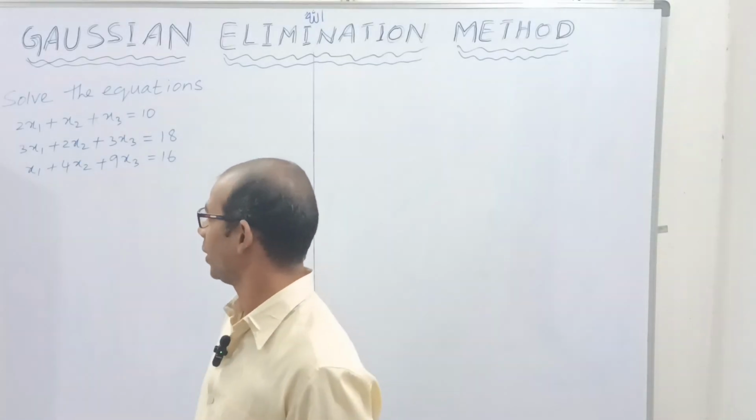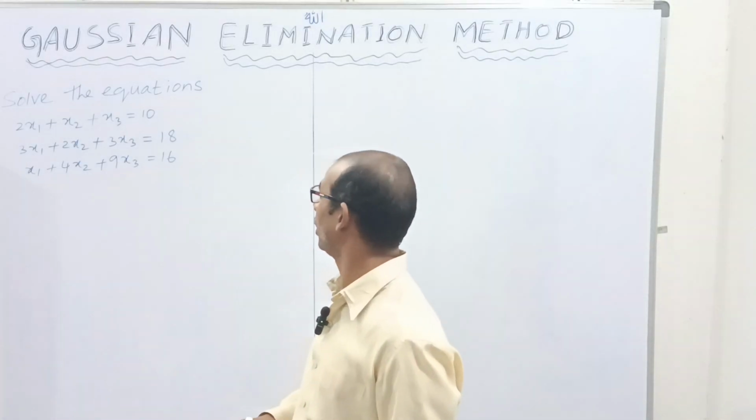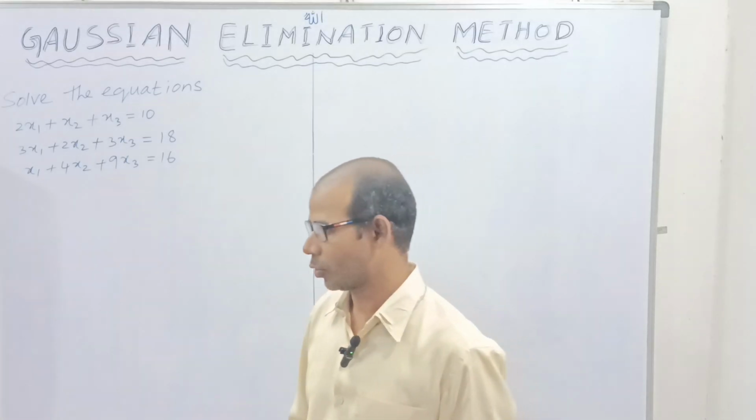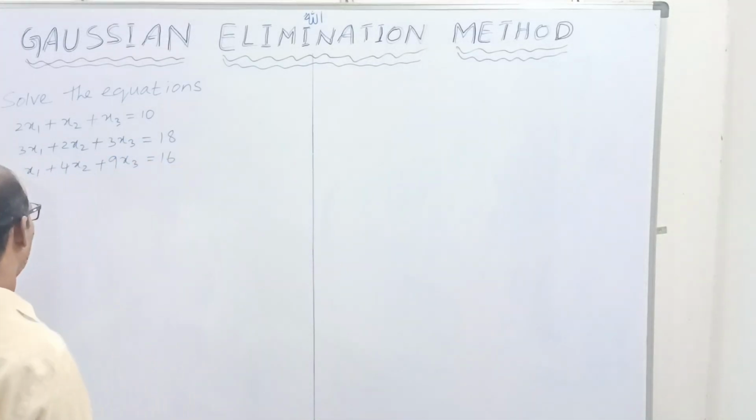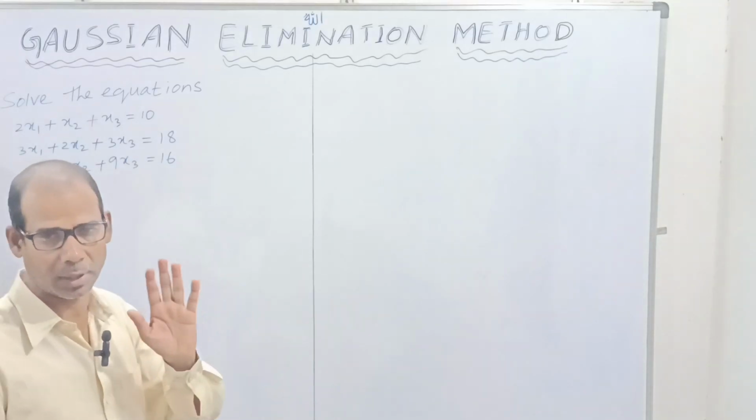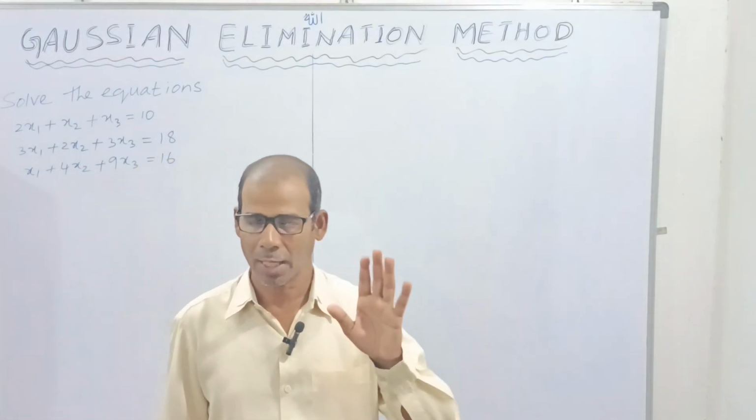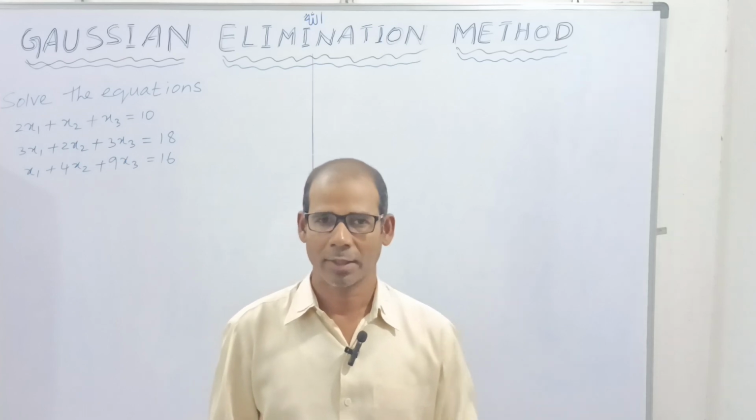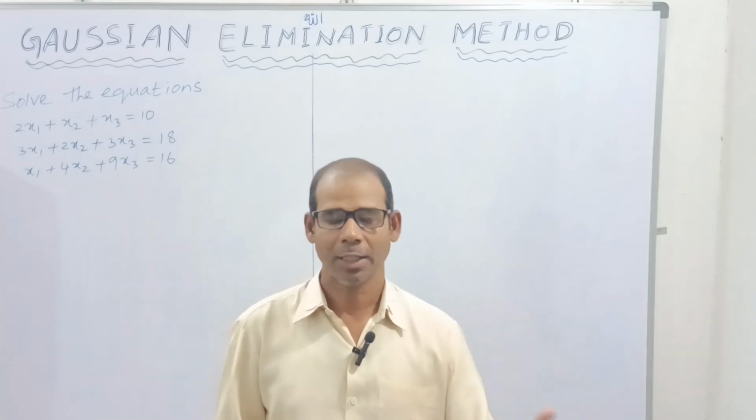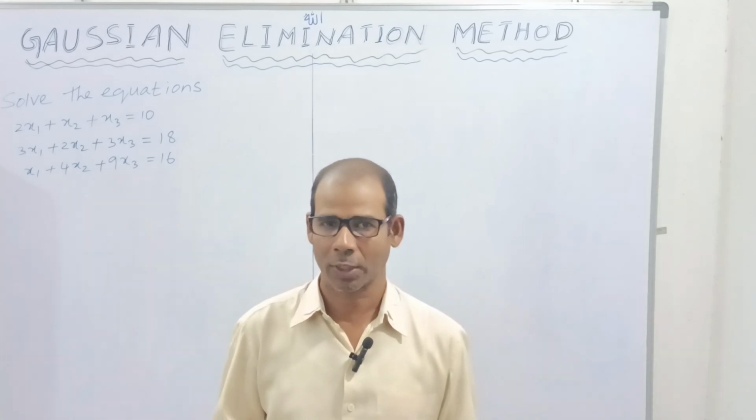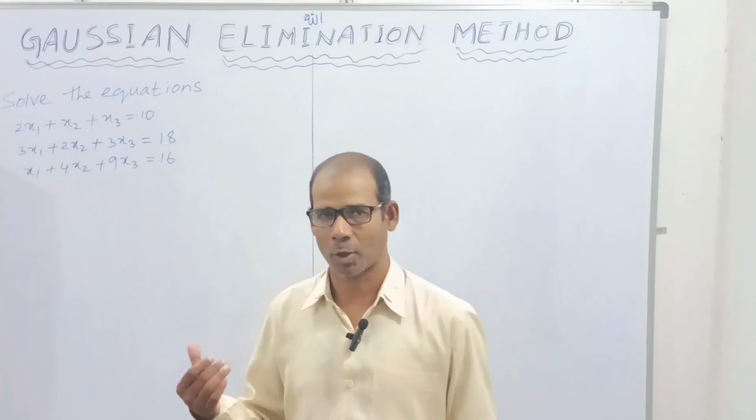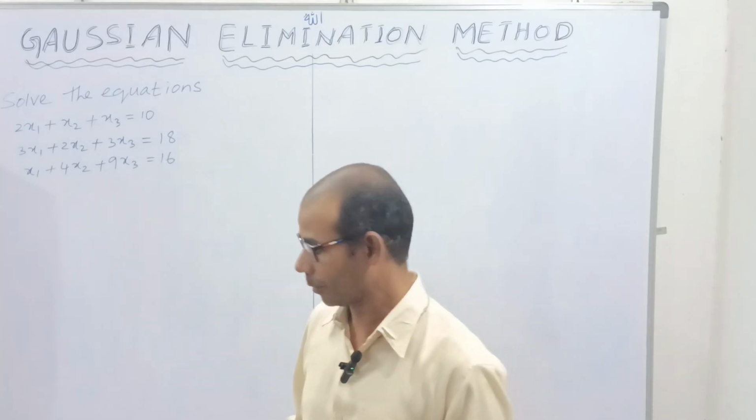So what we do in this Gaussian elimination method for solving the system of equations is, for the given system of equations, we will write down the augmented matrix and we will reduce that matrix into an upper triangular matrix and then solve by the backward substitution. Okay, so let us solve this problem so we will understand better.